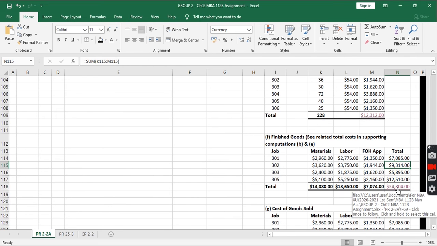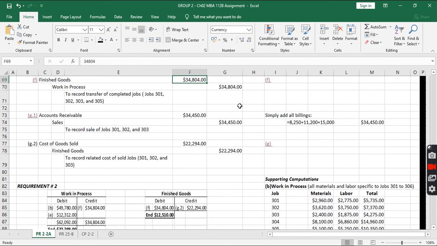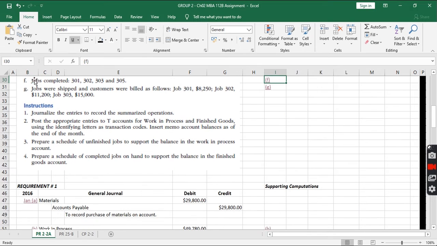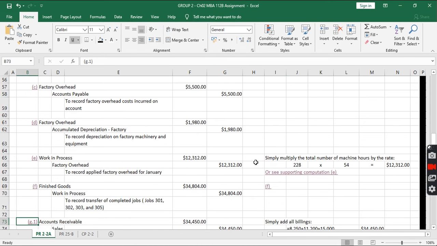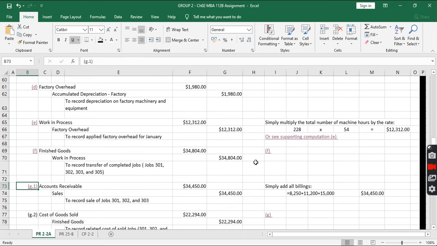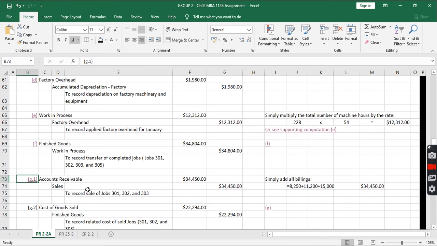You'll get a total finished good costs of 34,804 as shown in this entry. For our last transaction, jobs 301, 302, and 303 were sold. So for this, there should actually be two entries, since for job order cost systems, the inventory system used by companies is perpetual, meaning as soon as you record your sale, you should also record the related cost of goods sold for such items.